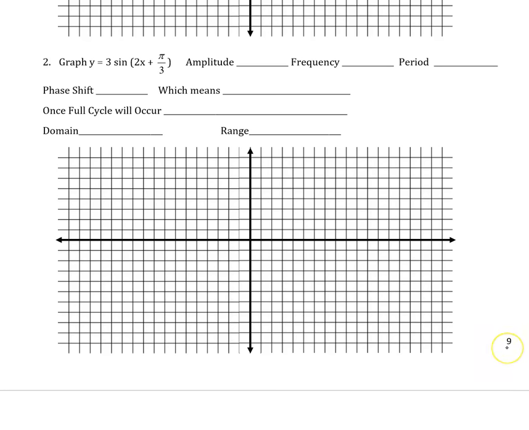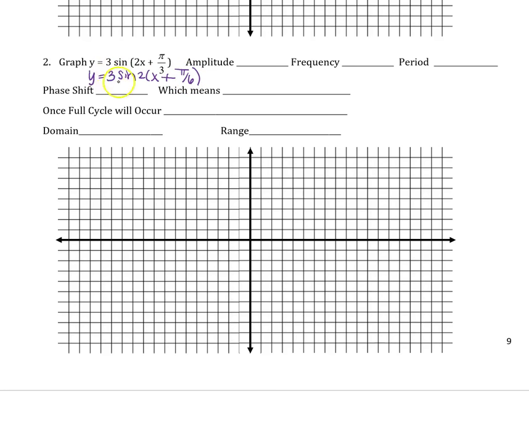I'm on page 9 here, where I'm looking at y equals 3 sine of 2x plus pi over 3. Now I need to answer some questions about it first before I go through and graph it. So the first thing I got to do here is recognize that the frequency, this 2, needs to be factored out. So I'm going to rewrite this as y equals 3 sine of 2 times x plus pi over 6. So pi over 3 divided by 2 gives me pi over 6. That's how I got that.